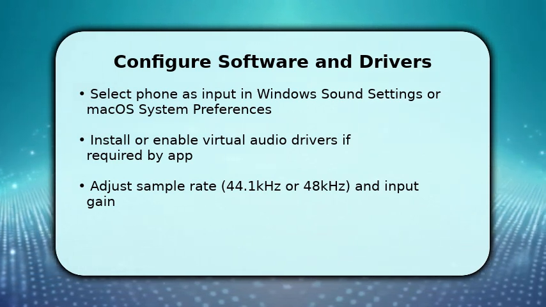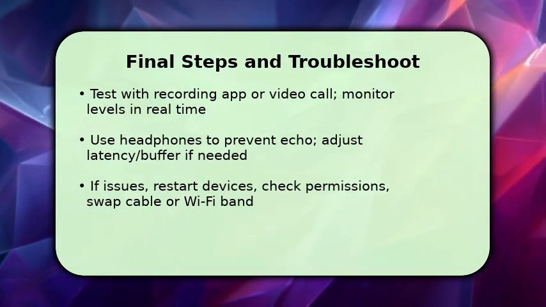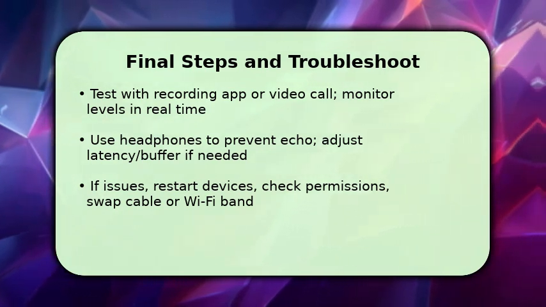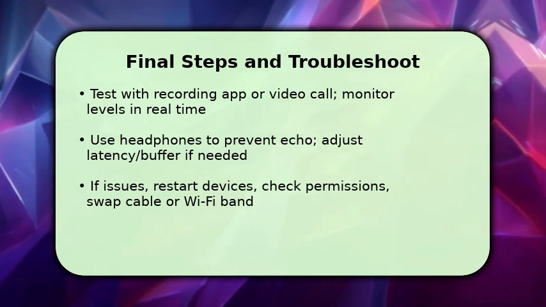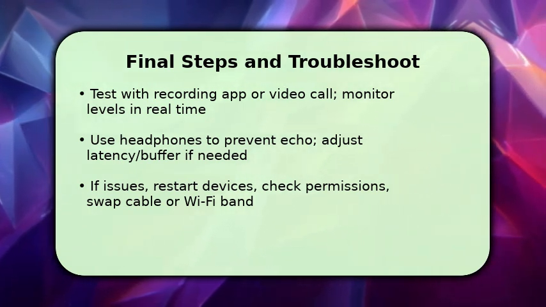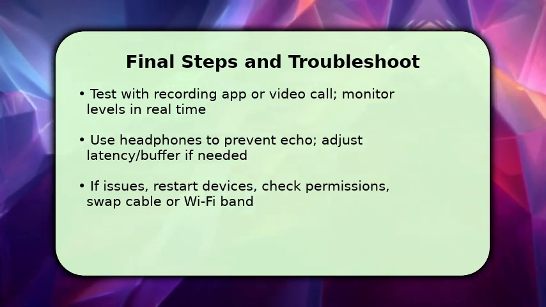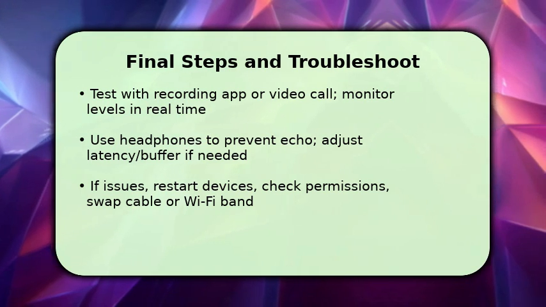You're almost done. Verify the setup by recording a short clip or joining a test call and watch levels on the PC. Use headphones to avoid feedback and tweak latency or buffer settings in the Companion app if you hear dropouts. If audio is low or missing, restart both devices and reopen the app. Confirm microphone and USB permissions, and try a different USB cable or switch Wi-Fi bands.